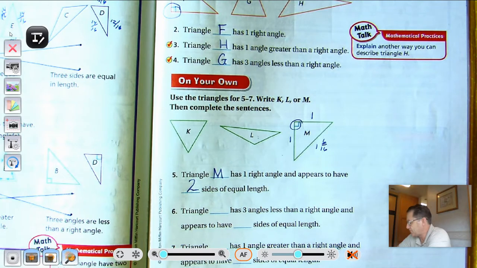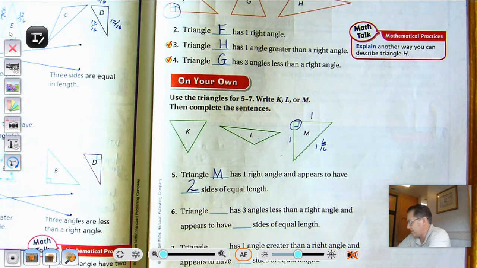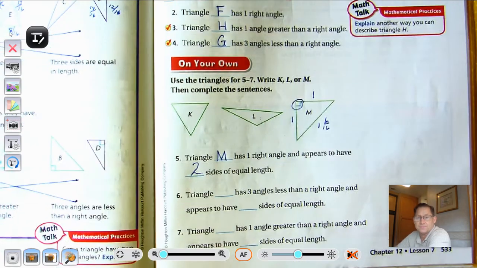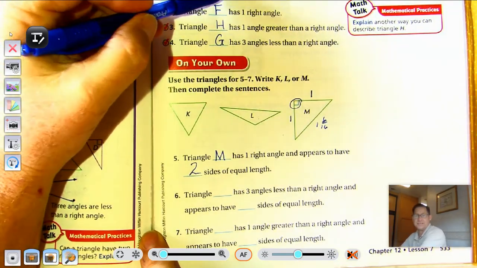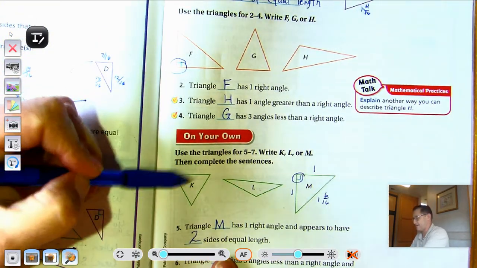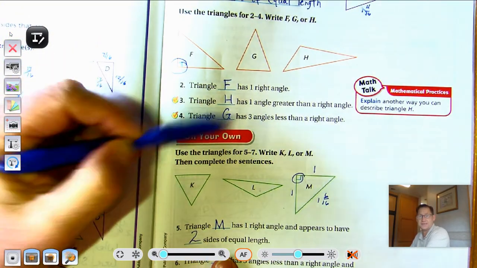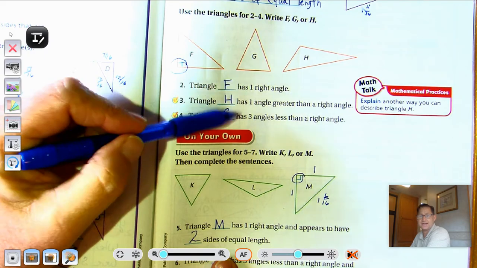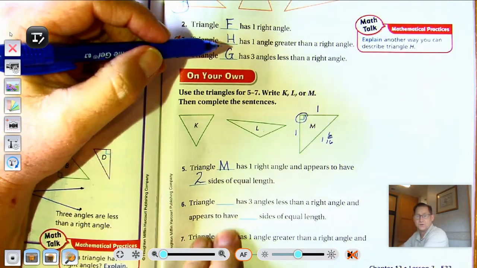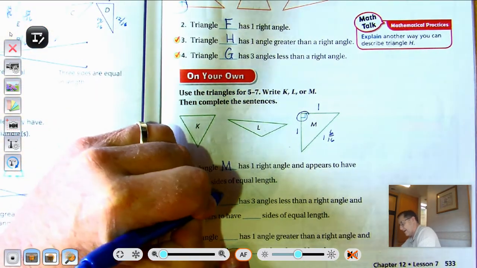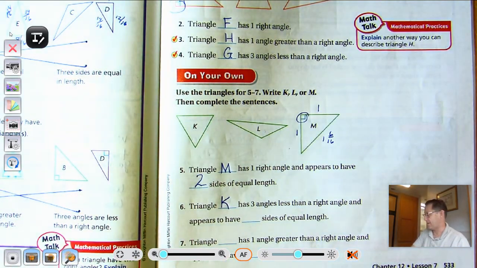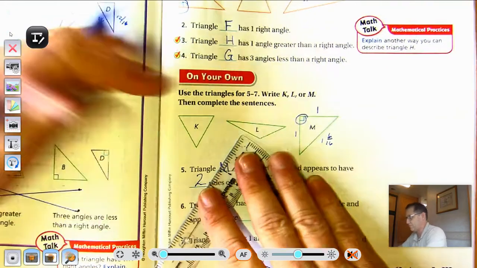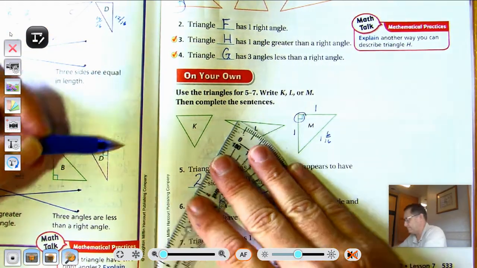All right, which one has 3 angles less than a right angle and appears to have blank sides of equal length? Well, K looks like G, right? K looks like the angles of G. G had 3 angles less than a right angle. So K has 3 angles less than a right angle. And how many sides of equal length? It kind of looks like they're all the same.